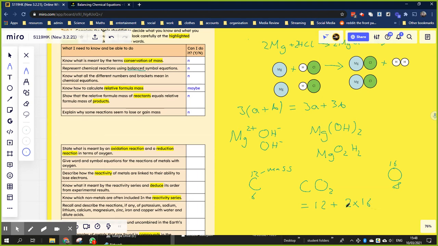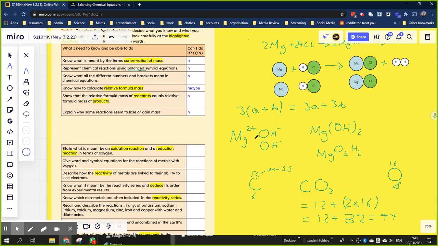Now you want to make sure we're using our brackets in the mathematical way again. We're going to make sure that we're not adding 2 and then timesing it all by 16. So that's going to be 12 plus 32. 32. Yes, 44. So 44 is the relative formula mass. Okay, that's the relative formula mass.